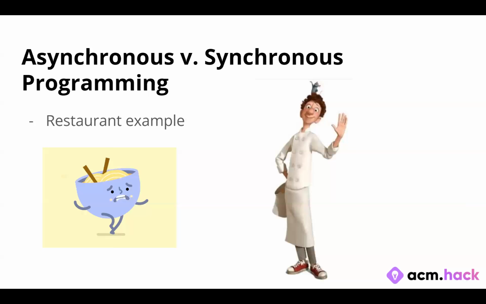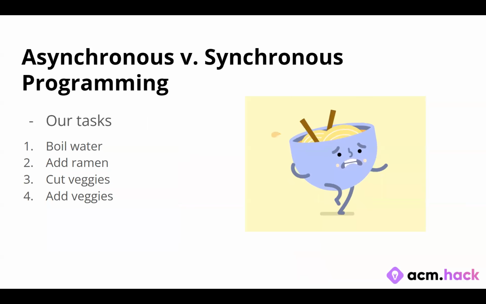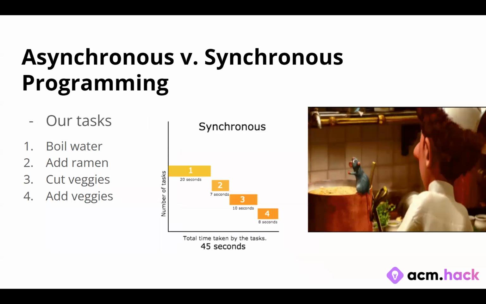How do you make ramen? First you gotta boil water. You gotta put the ramen into the water. You're gonna cut up vegetables because it's veggie ramen. And you're gonna put the veggies into the ramen. Those are your 4 steps. And what are we gonna do? We're new, right?